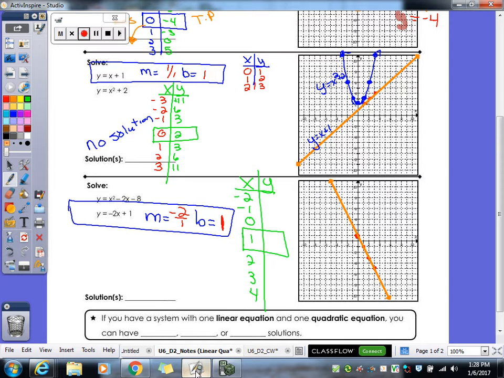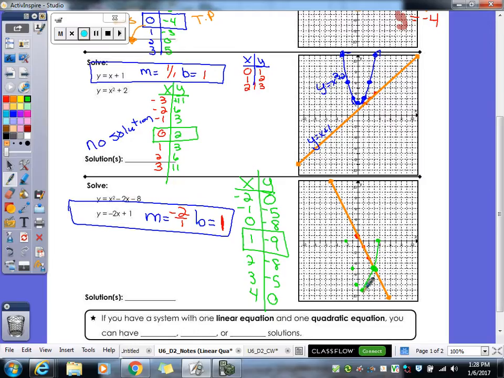And it was 0, -5, -8, -9. So 0, -5, -8, -9, -8, -5, 0. All right, so -2, 0, -1, -5, 0, -8, 1, -9, 2, -8, 3, -5. I'm making that one a little bit bigger because that intersects, and 4, 0.